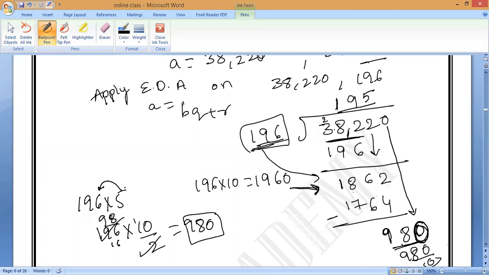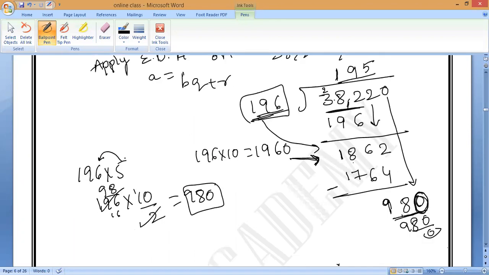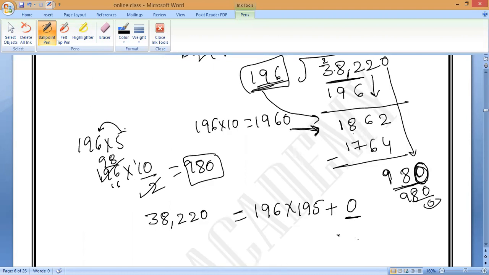Do you understand? Write in the form of a equal to b q plus r. 38,220 equals 196 into 195 plus 0. 196 is our divisor. Here we get 0, correct? The remainder is 0. So what is our HCF?